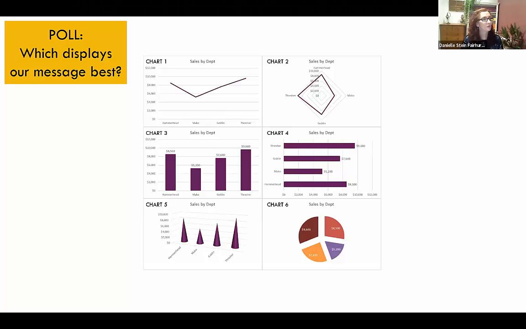Interesting. Most people said either chart 3 or chart 4, which is great. I tend to agree. A line chart really denotes some sort of continuum across the x-axis, which it doesn't have. I don't really know what chart 2 is saying. Chart 3 or 4 is quite good because it gives us a comparison. Chart 5 makes it really hard to compare because of the pointy hats. And yeah, pie charts make things really, really difficult to compare.